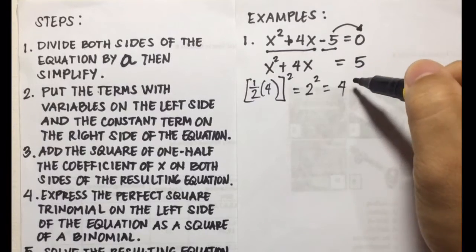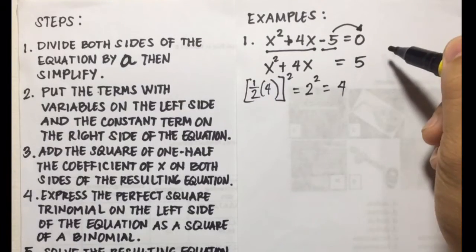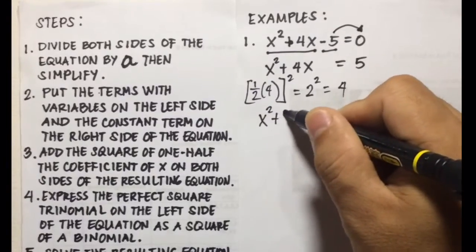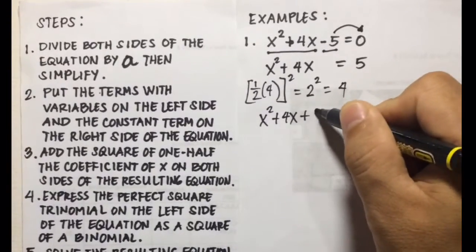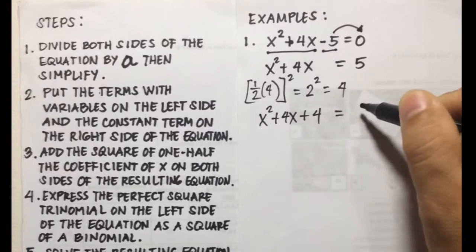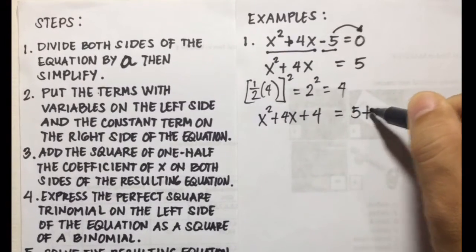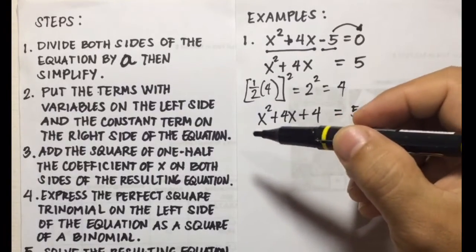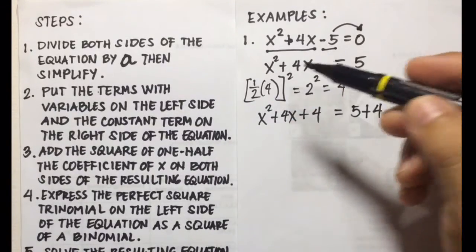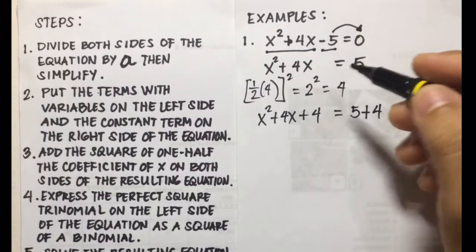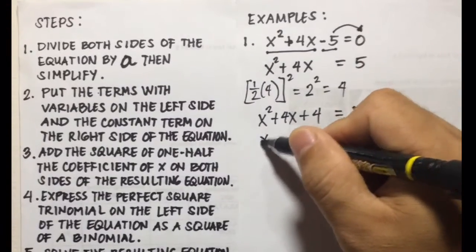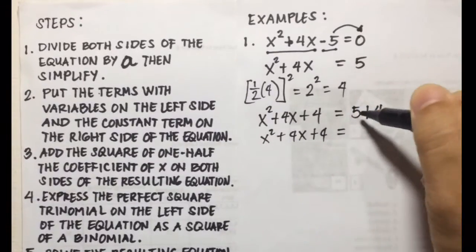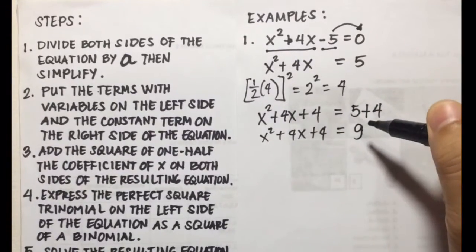So we're going to add 4 on the left side and on the right side. So we're going to have x squared plus 4x plus 4 equals 5 plus 4. Then we're going to simplify this one first. This is x squared plus 4x plus 4, then 5 plus 4 is 9.